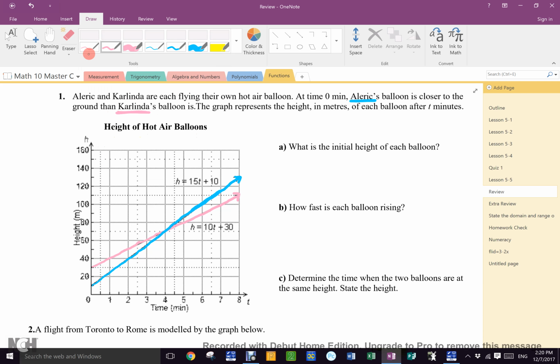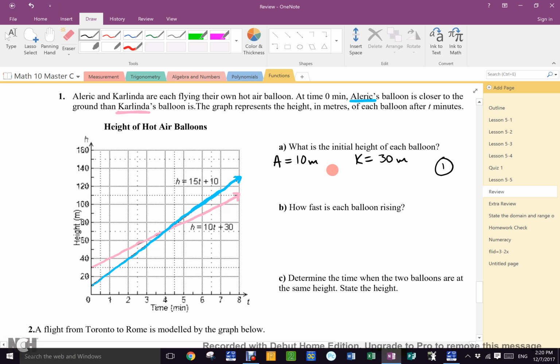Okay, so question 1. For 2 marks, what is the initial height? What does initial mean? Starting height of each balloon. So, how far off the ground is my man Alaric? Isha. 10 meters. How far off the ground is Sister Carlinda? 30 meters. 1 mark if you get them both. If you missed one, you get a half. Everybody cool? Okay.